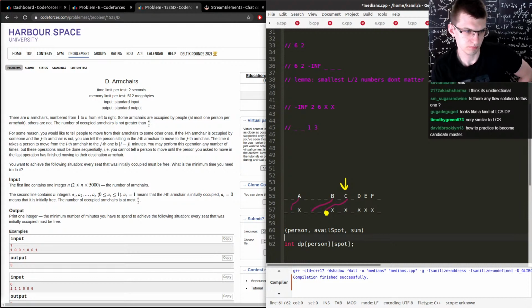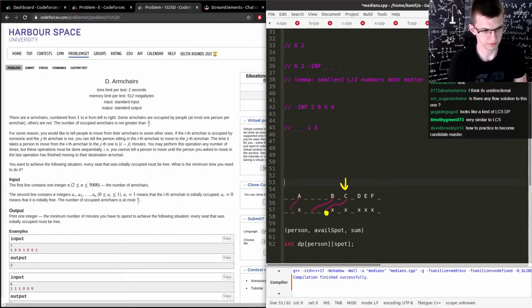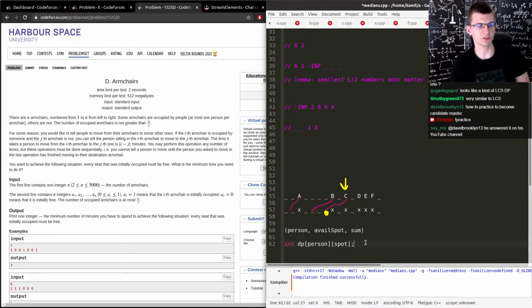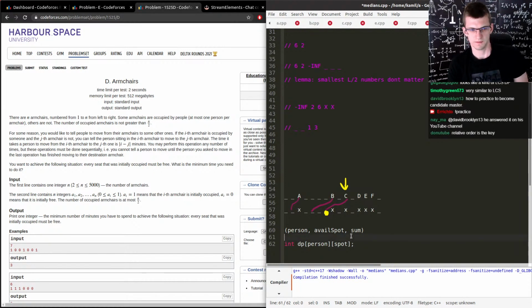LCS DP, I think so, yeah. We find some kind of matching between two strings, right? How to practice to become kind of the master? Very good question. Read this. In short, solve problems. It doesn't matter that you want to get candidate master. On every level it's the same thing. Maybe the very beginning and the very top it's different.